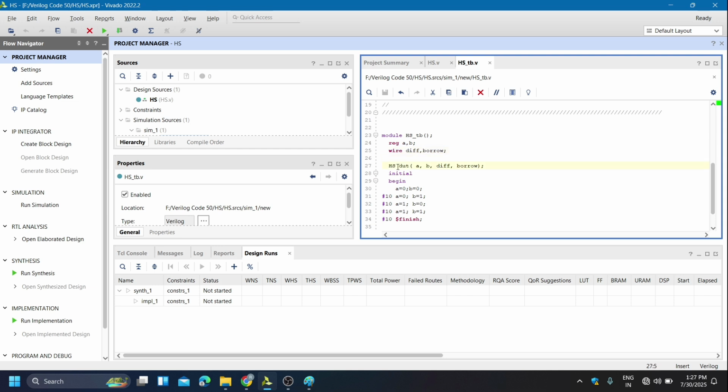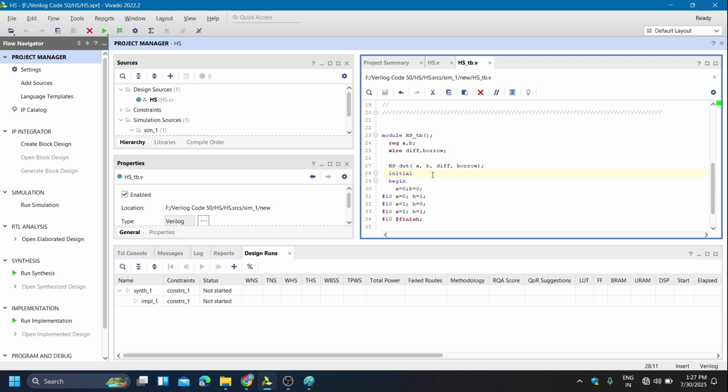Then whatever module we wrote, the Verilog module for half subtractor, we need to instantiate in this test bench. So that's why our module name is HS. So I wrote HS, then DUT, it's an instance name. Okay, and then A B inputs and diff borrow outputs.